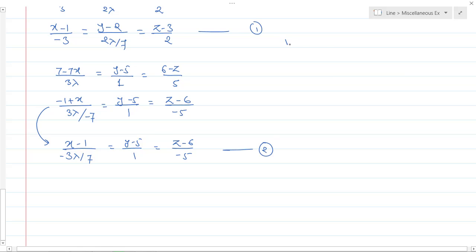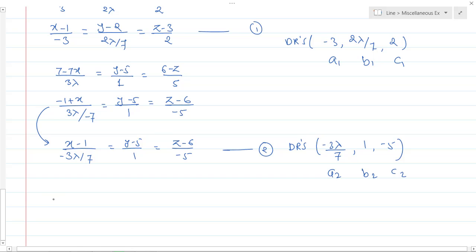Now tell me what are the direction ratios here. So direction ratios become minus 3, 2 lambda by 7, 2. And what about here? Same, the direction ratios are what? This is minus 3 lambda by 7, 1, minus 5. These are the two direction ratios. So let's take this as a1, b1, c1 and this as a2, b2 and c2. Then what do you know? I know that a1a2 plus b1b2 plus c1c2 equals 0 because the lines are perpendicular.